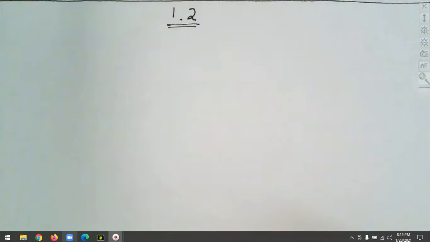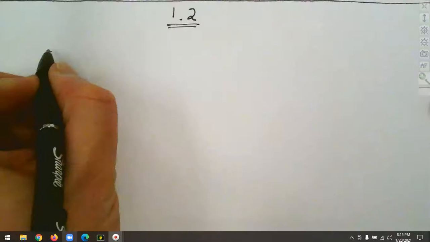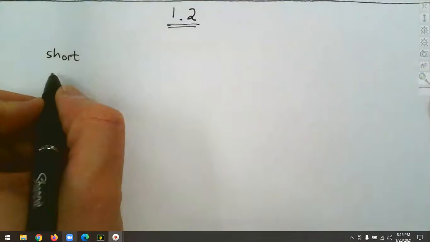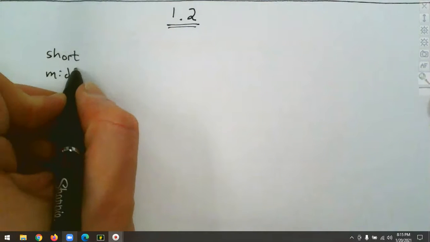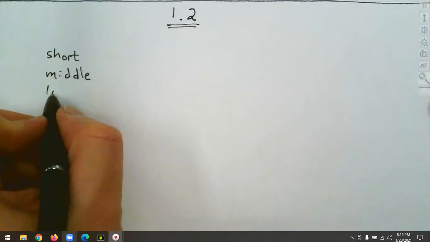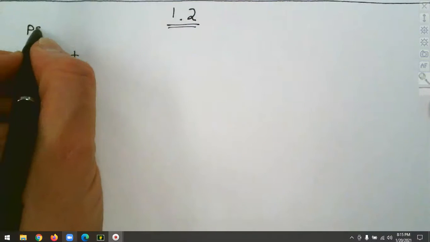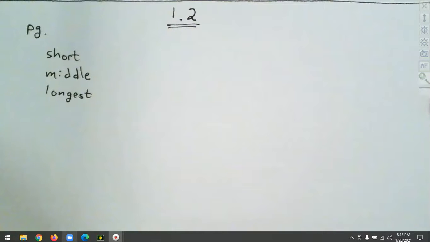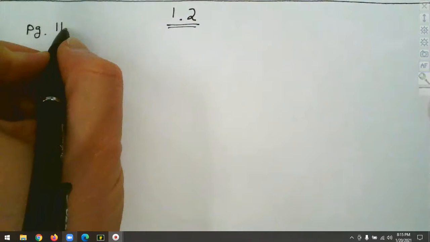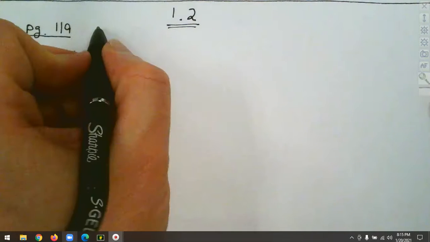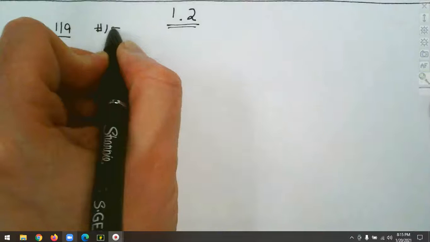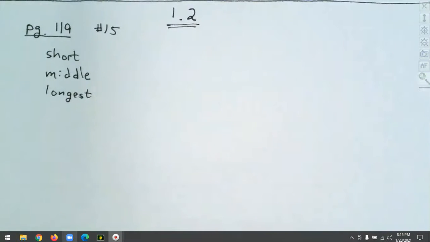So when we talk about a triangle, it's got 3 different sides, because it doesn't say it's equilateral, so we assume they're all different. And we have a short side, a middle side, and we have the longest side. And just so we know, this is page 119, question number 15. So just so you have that as a reference.